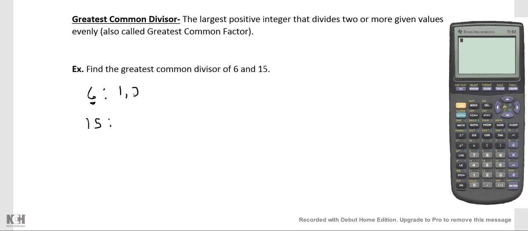2 will go into 6 evenly. 3 will go into 6 evenly. 4 won't. 5 won't. 6, the number itself, will, and I can stop there because no number bigger than 6 will divide into 6 evenly.